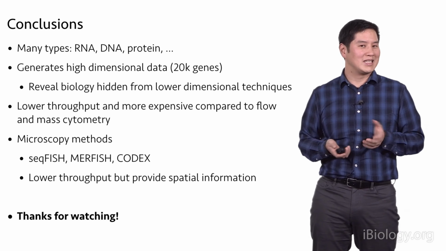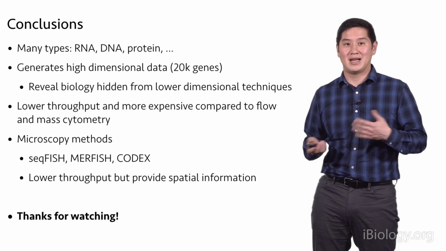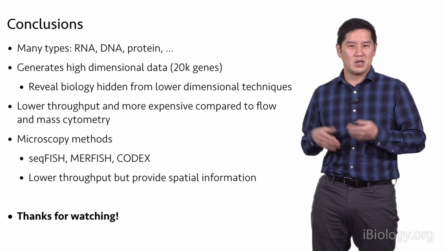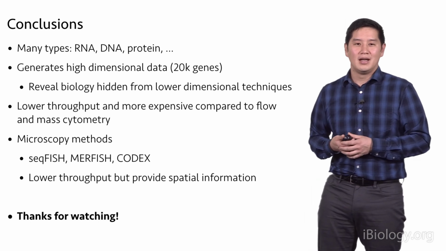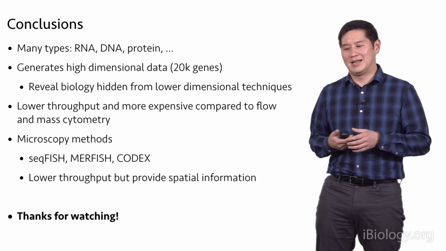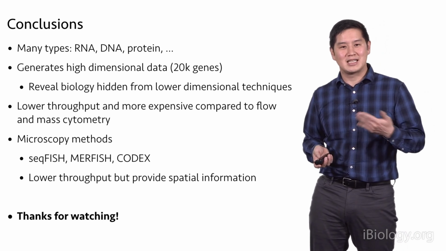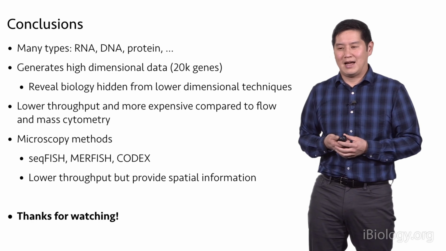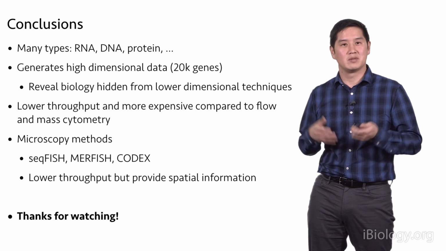Single-cell sequencing does have some disadvantages. It is lower throughput and more expensive compared to flow cytometry and mass cytometry. With those methods, you can easily analyze hundreds of thousands or millions of cells at a time. And I also didn't mention single-cell analysis that doesn't use sequencing. There are microscopy-based techniques out there as well that have some very interesting properties, including the ability to give you some spatial information.